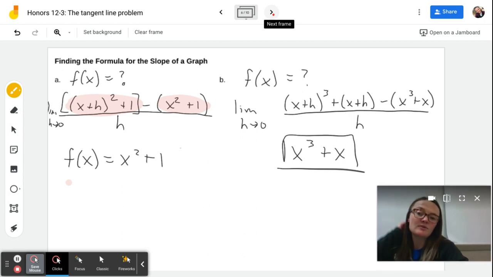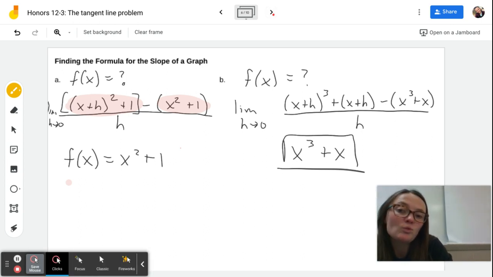Finding the formula for the slope of a graph. So imagine that I'm given the limit as h approaches 0 of x plus h quantity squared plus 1 minus x squared plus 1 all over h. We can use that information to find out exactly what the original function was. In this case, the original function is x squared plus 1. You can see it's always in the subtracting term. If we take the limit and look at it, we can find the original function by looking at where we subtract. The thing we subtract is the original function that we're looking at, which is pretty cool. All right, so let's keep going.